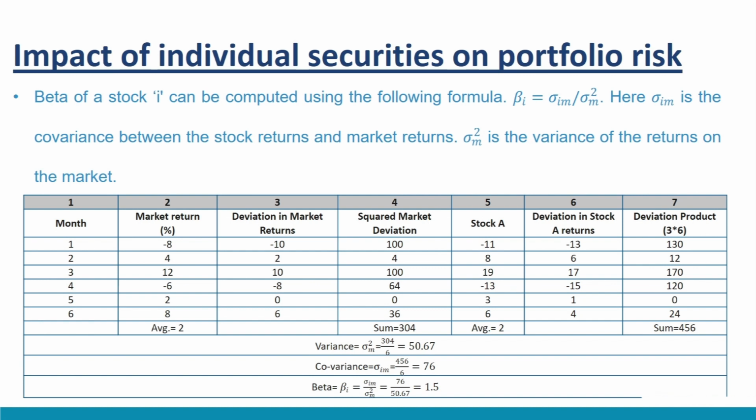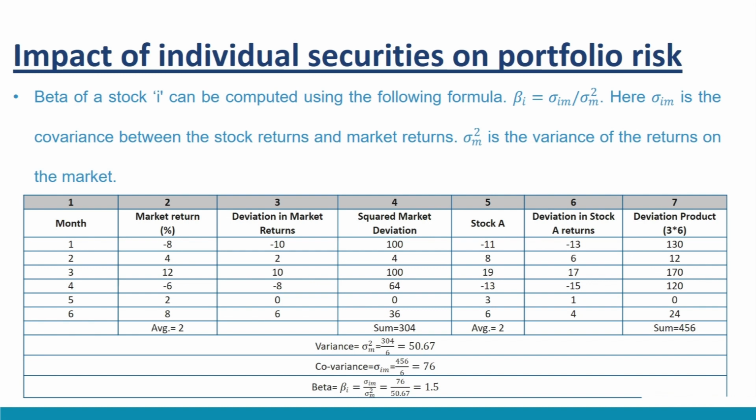Consider the example shown here in the table. The returns from market and stock A are provided here for a 6-month period. Average returns for both these investments are 2%. Variance of market return is 50.67 and covariance between the stock and market is 76. Beta for the stock works out to 1.5. This suggests that stock A is particularly sensitive to market movements.